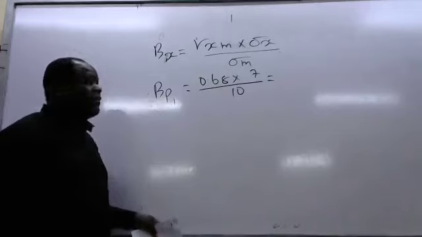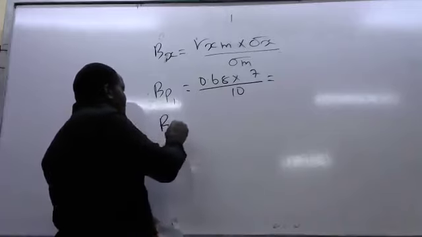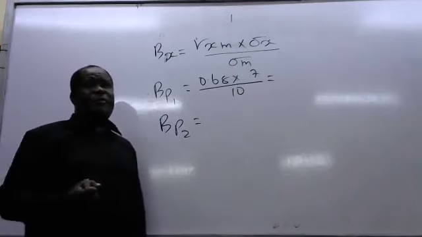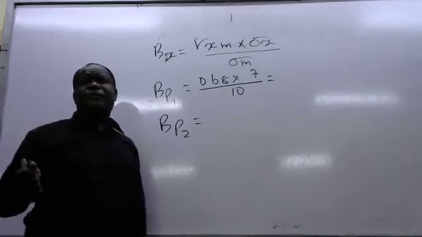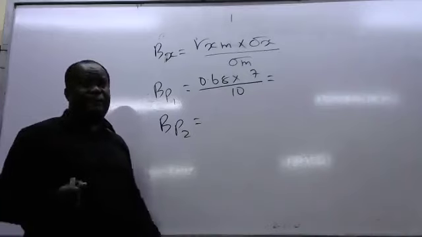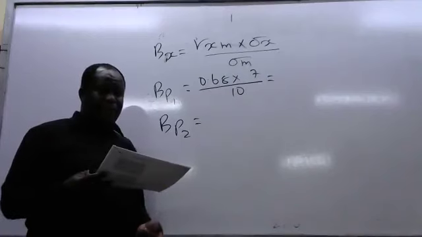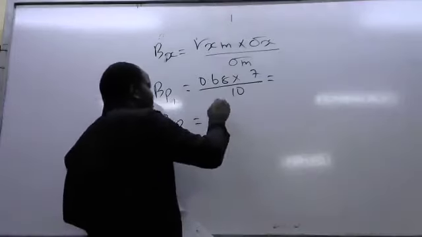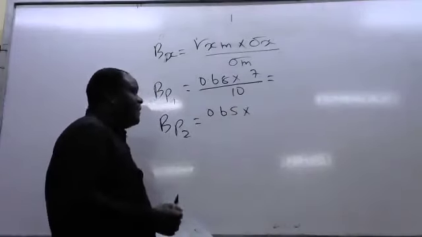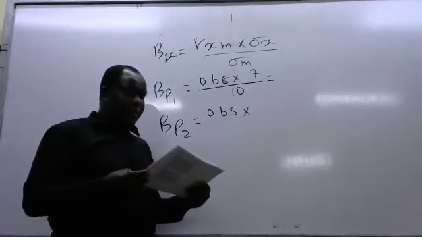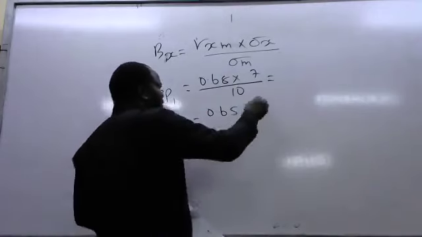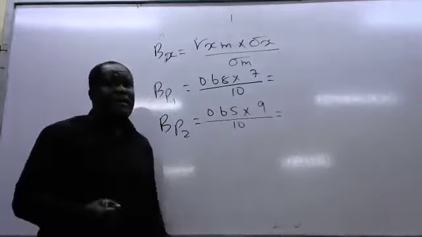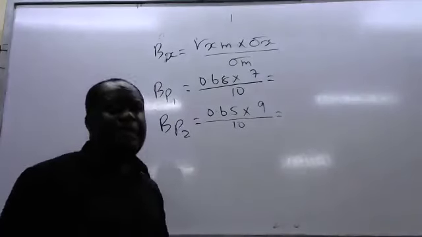After project 1, you also compute the beta factor of project 2. We take the correlation coefficient between project 2 and the market portfolio, which is 0.65. Then the standard deviation of project 2 is given as 9, and the standard deviation for the market remains 10.